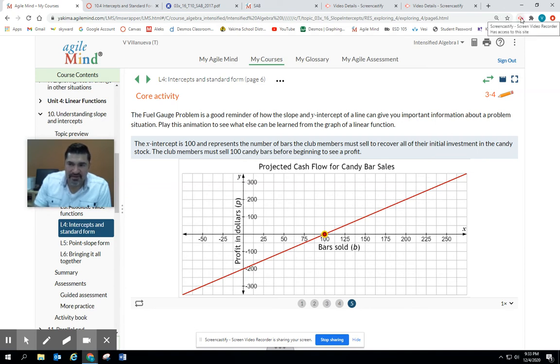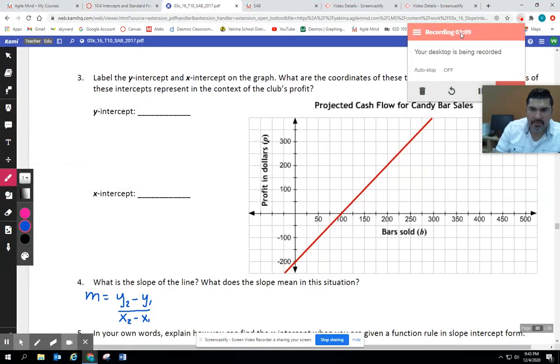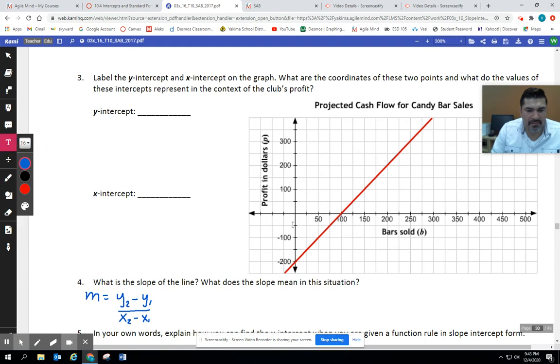So let's go ahead and take a look at our workbook. So in your workbook on page 444, you will have this page here, and it says to write the y-intercept. Okay, so here's our y-axis. Our y-intercept is right here. Okay, so the coordinate for that is 0, negative 200. So I'm going to go ahead and type that in.